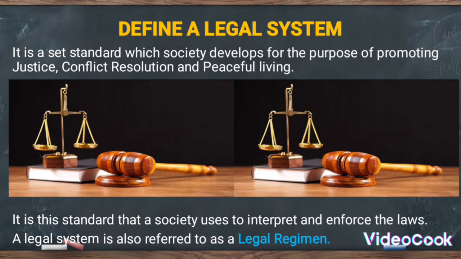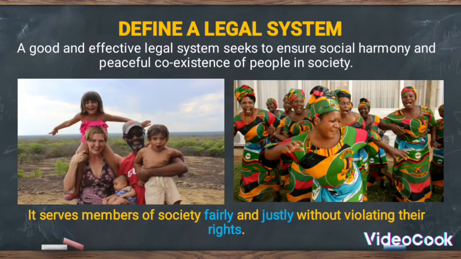Let's define what a legal system is. It is a set of laws that creates a standard which society develops for the purpose of promoting justice, conflict resolution, and peaceful living. It is the standard that a society uses to interpret and enforce the laws. So a legal system is simply a set standard. Why is it there? It is there to develop a system through which laws can be promoted, justice can be served, conflict resolution, and peaceful living. That is the purpose of a legal system, and that's basically what a legal system entails.